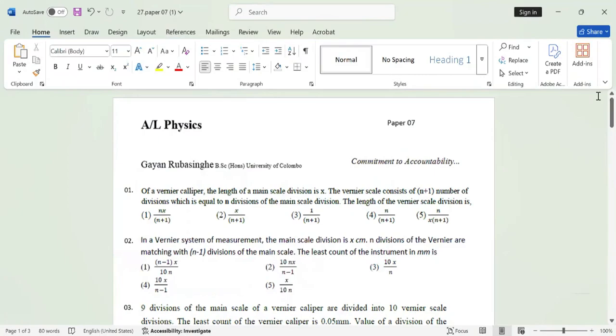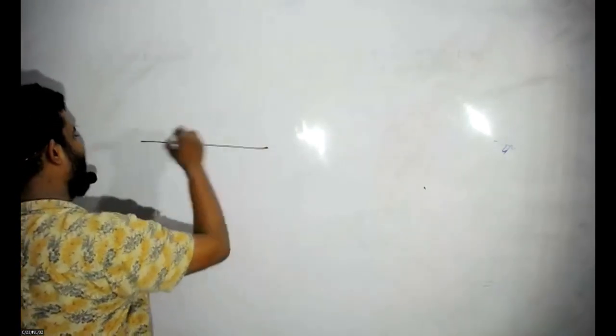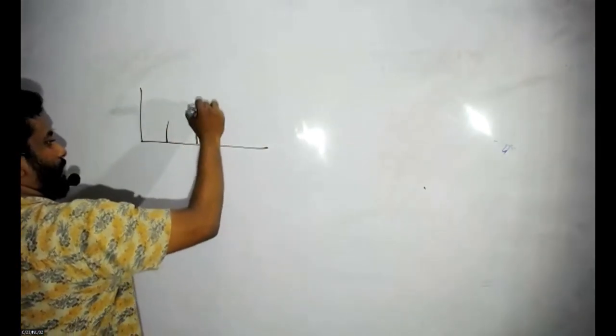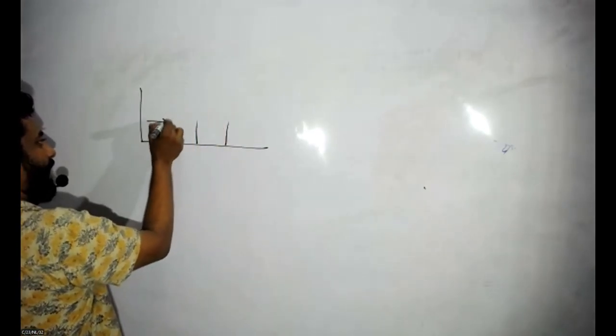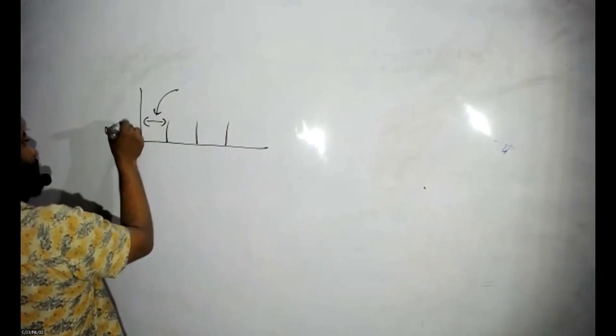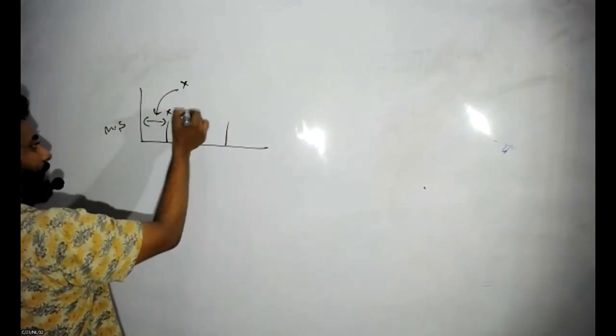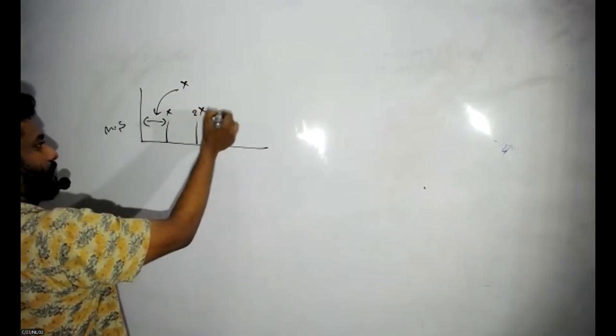Read the question. Of a vernier caliper, the length of a main scale division is x. They have given the length of the main scale division. There are n main scale divisions that coincide with n plus 1 vernier divisions. The length of the vernier scale division is? The main scale is calibrated in x length. They have given the length of a main scale division is x. This one is x. This one is 2x. Then this one is 3x.